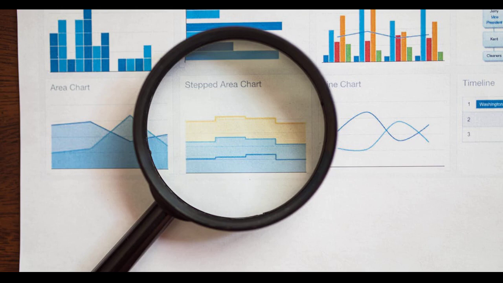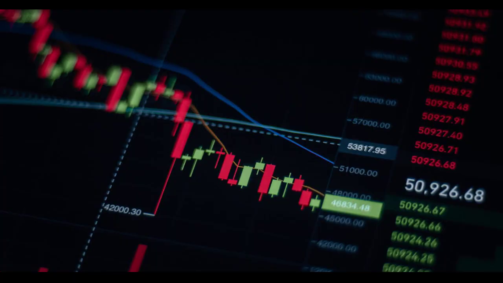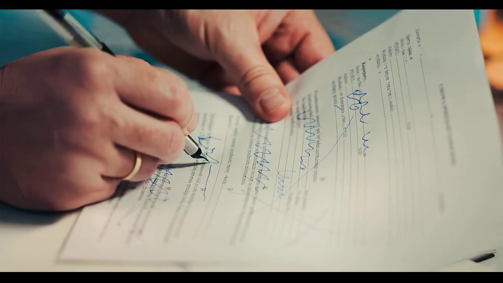MACD shows trend momentum and potential reversals. The histogram tells you if momentum is accelerating or decelerating. When the MACD line crosses above the signal line, bullish. Crosses below, bearish. But like RSI, MACD is lagging. Use it to confirm, not to predict.